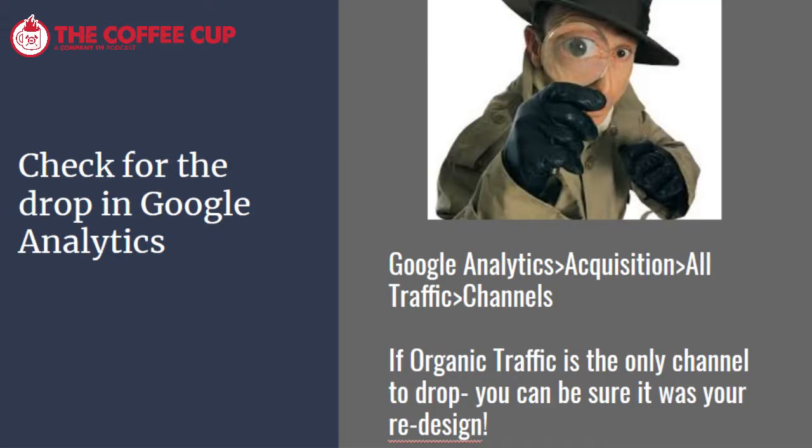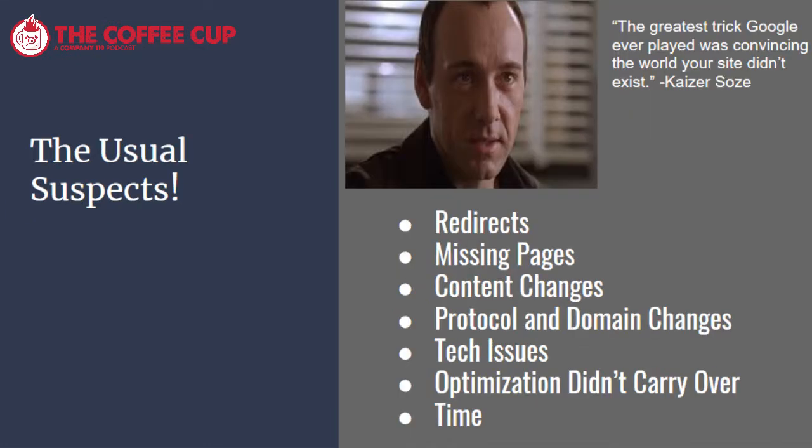So the first thing you want to do is check for that drop in Google Analytics. Here's a path you can use to find it. You want to go to Analytics, go to Acquisition, go to All Traffic and Channels. If organic traffic is the only channel to drop, you can rest assured it was probably your redesign that caused everything to go haywire. So what are some of the usual suspects that can cause that kind of a drop?